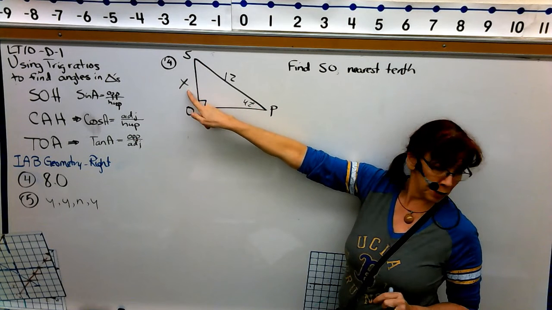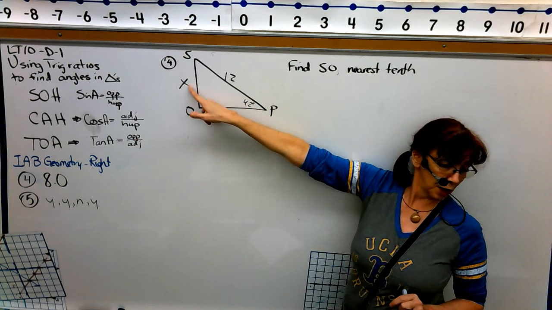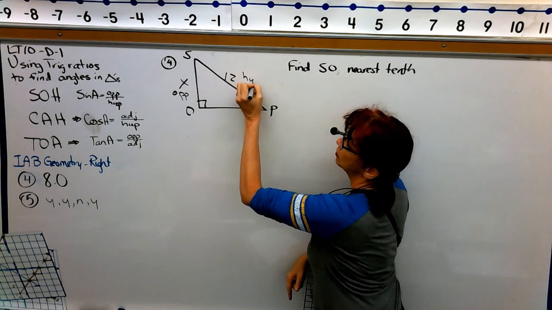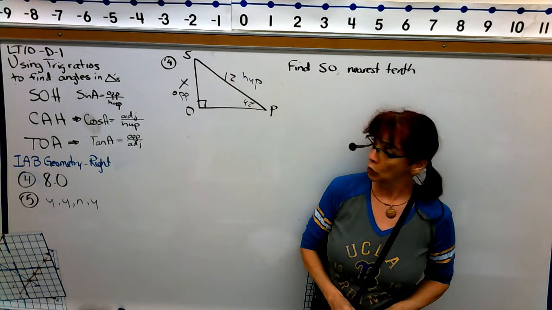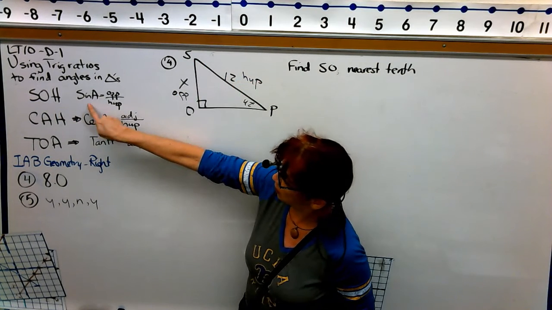So this is opposite, adjacent, hypotenuse. Which one is it? It's opposite, right? This one's opposite. And this is the hypotenuse. Okay, we're going to use SOH, CAH, or TOA. So we're using sine, which is the opposite over hypotenuse.